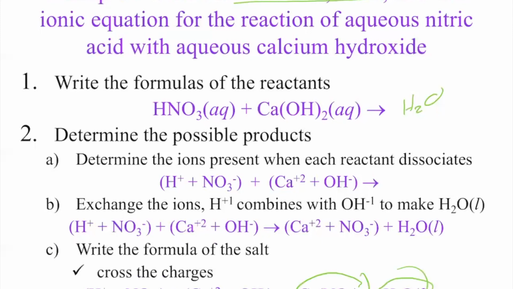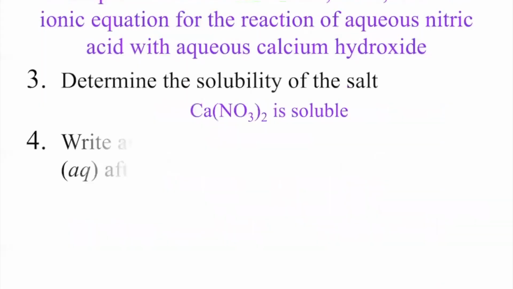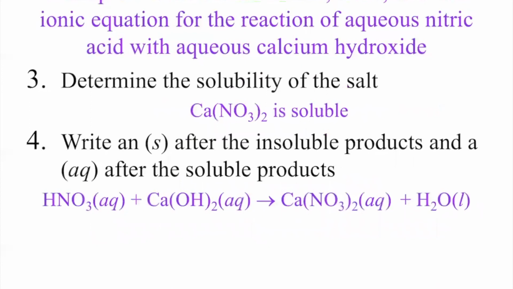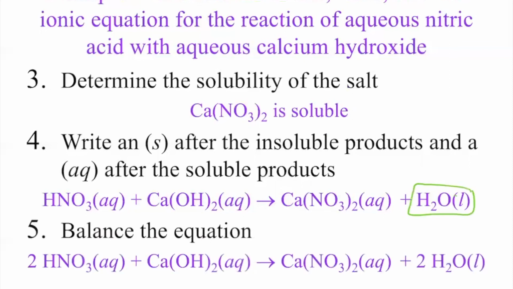Once you have done that, you want to balance the equation. Balance the equation, and then dissociate everything for the net ionic equation. You want to dissociate everything. Every time you see water, put an L, it's liquid. You're going to dissociate everything except for water. Once you balance the equation, this is the balanced equation.